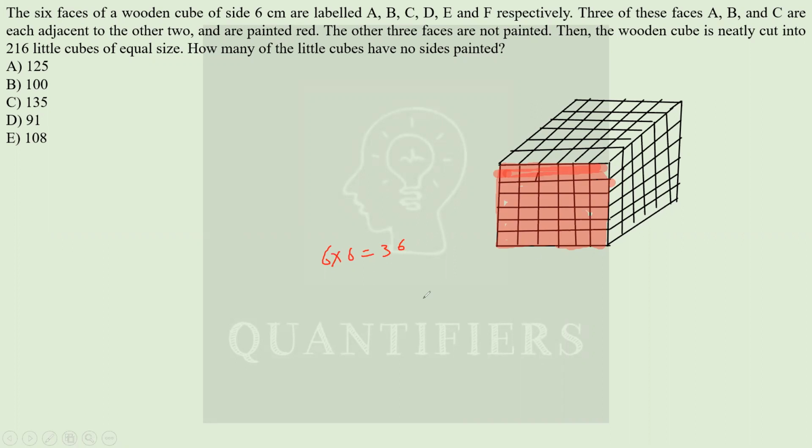Now see students, 36 cubes I have already painted. Now listen to me very carefully, students. Just see the cubes on the edge, the one which I'm highlighting with blue color. Students, these cubes, can I say they are already part of those 36 cubes? The ones which I have marked blue, they are already part of those 36 cubes. Okay, I hope all of you can visualize this.